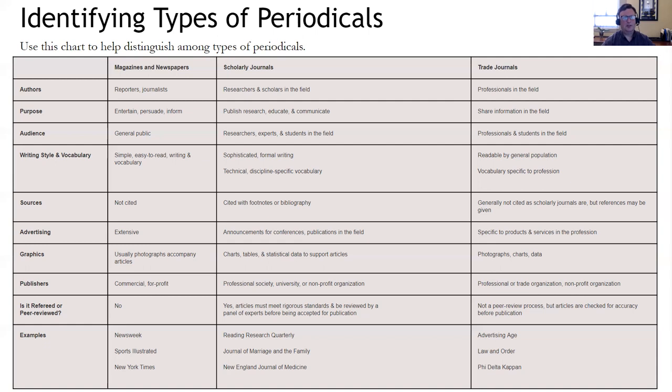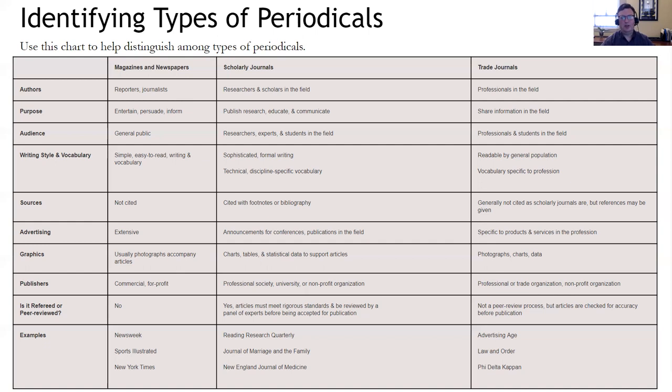And then at the bottom there, you see some examples. The way we used to think of this is basically a magazine or a newspaper was something that you could buy at the checkout stand at a grocery store. You still see that sometimes, now less so. Whereas a scholarly journal is really something you're probably going to get through a library or a professor may have in their office, but I have never seen a scholarly journal for sale at a grocery store. So that's another one.